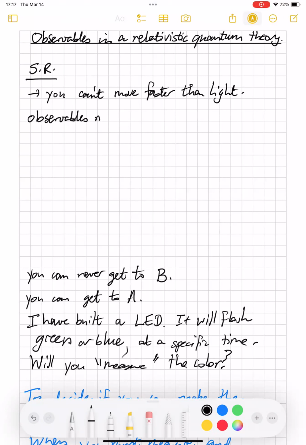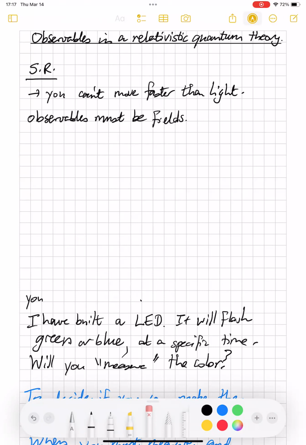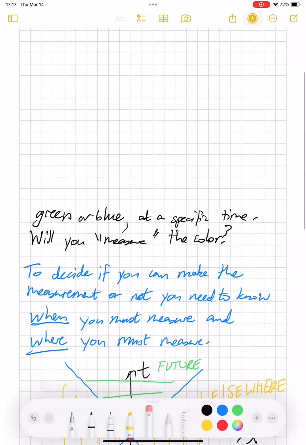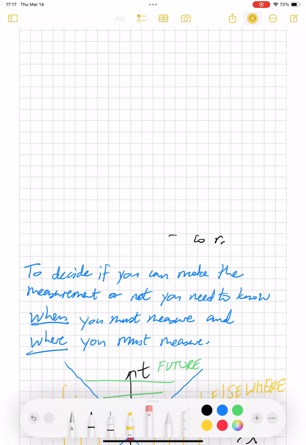Observables must be fields. Good. Okay, let me just clean a little bit more space. Maybe we don't have to clean everything, but let's clean a little bit of space here. Now that I know what constraints special relativity puts on what can be on our observables, let's ask ourselves, what constraints does quantum mechanics put on our observables?